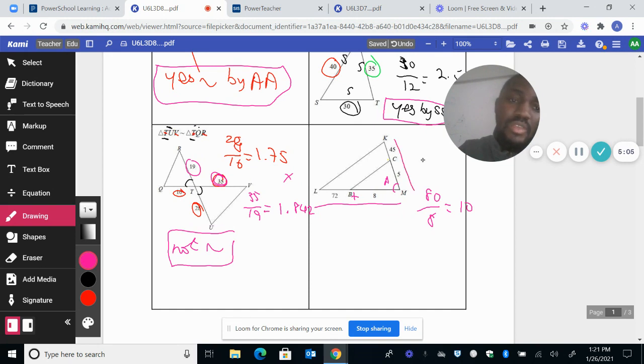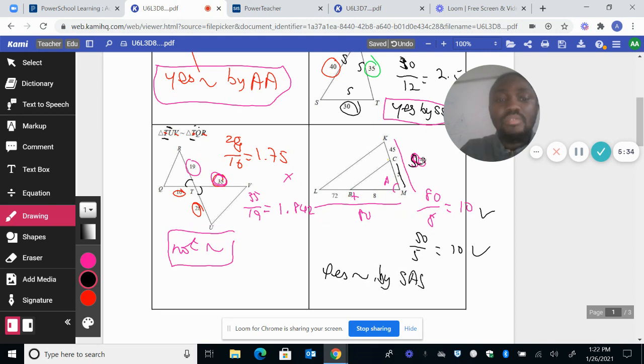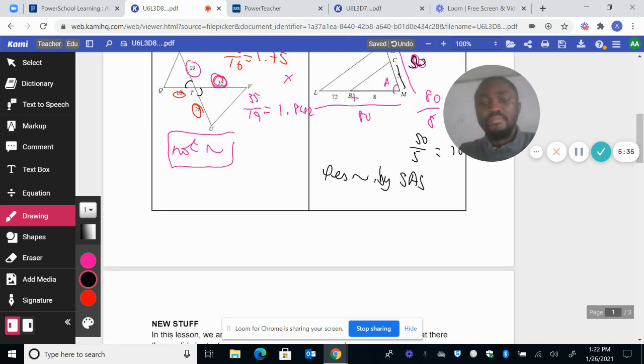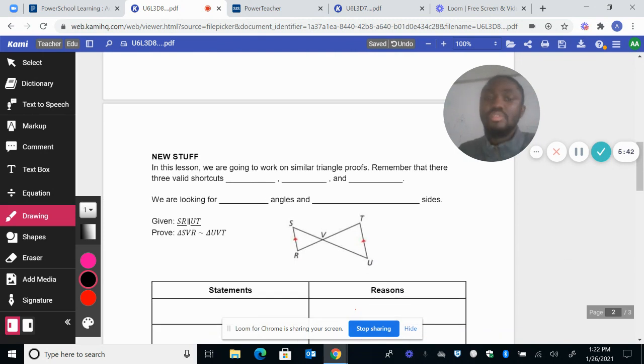The other side: KM is the sum of KC and CB, that's 45 plus 5, so that's going to be 50. So I'm going to have 50 over the small side here, which is 5. 50 divided by 5 is 10. As you can see, these two numbers are the same, so yes, they are similar by side-angle-side. So we're able to do what we did yesterday as well.